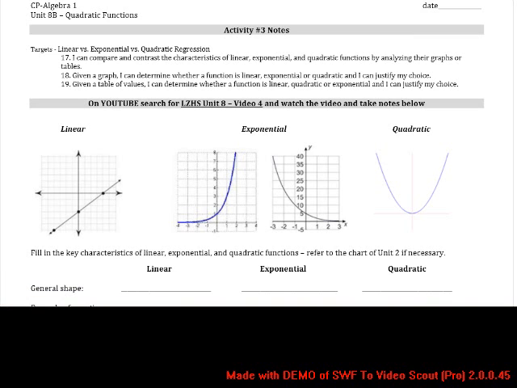This lesson covers targets 17, 18, and 19. The main objective of today's lesson is to differentiate between linear functions, exponential functions, and quadratic functions.